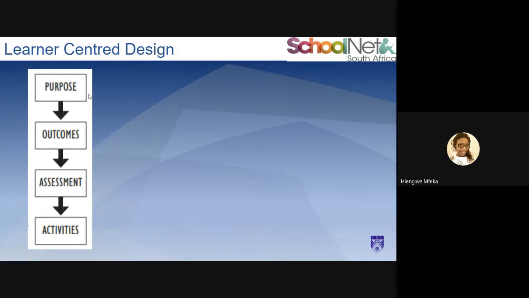Now, then we move on to what it is that you would need to assess in order to achieve the outcome. So how would the assessment look? Because the assessment is the one that assists you in knowing whether you have achieved your outcome. And then we move on to the activities.